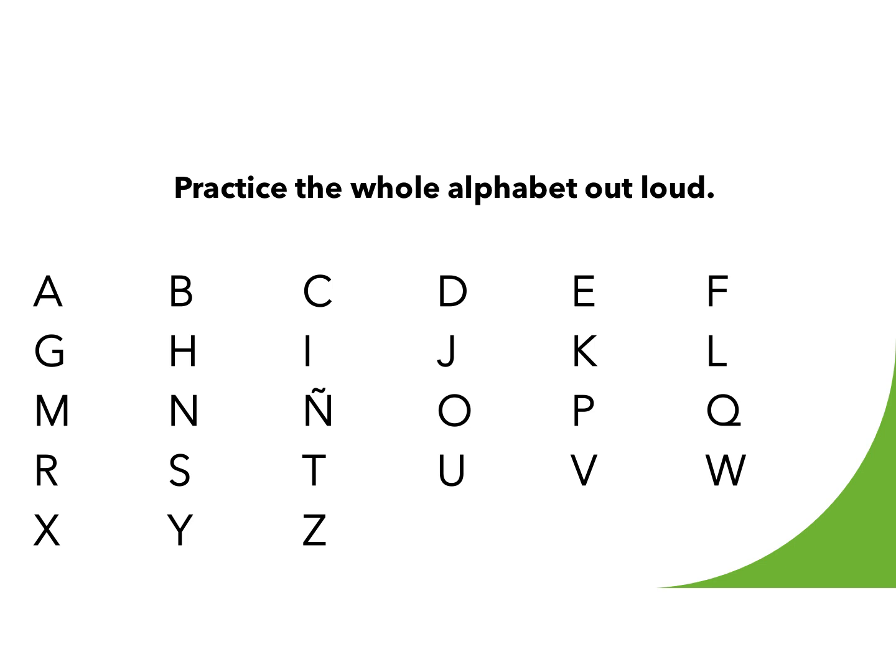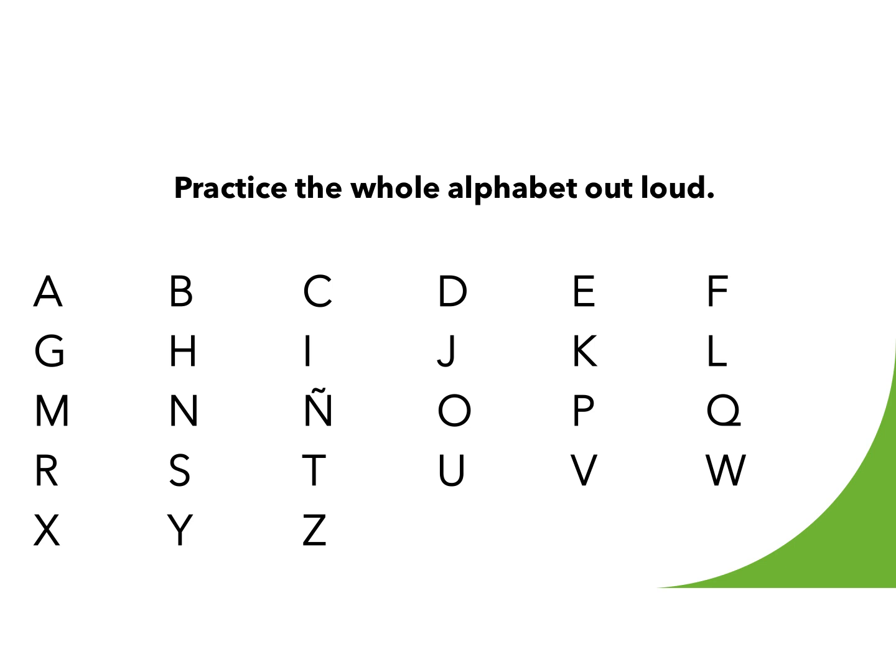Okay, the time has come. We're going to do the whole alphabet together. Remember, there's 27 letters in the Spanish alphabet. There's only one extra to the English alphabet. And we're going to do this all together. Ready? Here we go. A, B, C, D, E, F, G, H, I, J, K, L, M, N, Ñ, O, P, Q, R, S, T, U, V, W, X, Y, Z.